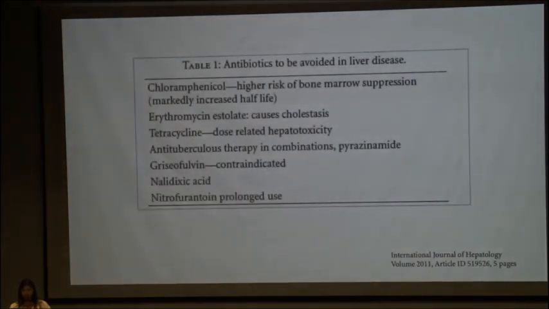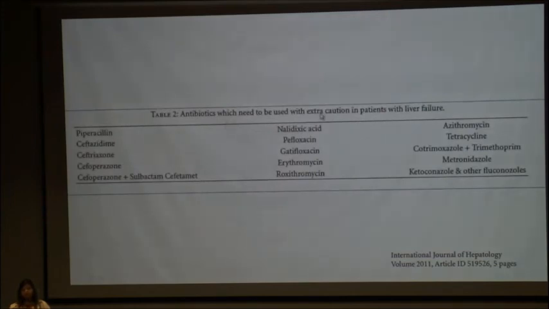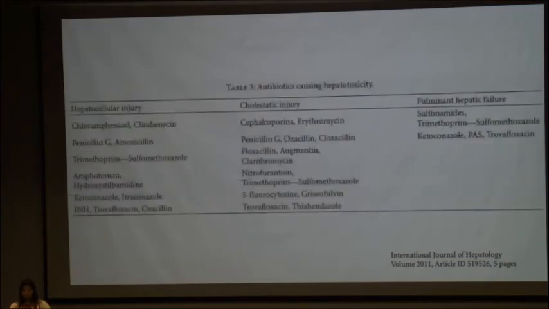So this is just a summary of antibiotics which should be avoided in liver disease: chloramphenicol, erythromycin, tetracyclines, ATT, mostly the various combinations, though hardly can we avoid them, griseofulvin, nalidixic acid and nitrofurantoin. And those which need extra caution, as I've already mentioned, are a few penicillins and cephalosporins, and also macrolides, which we have to administer with caution.